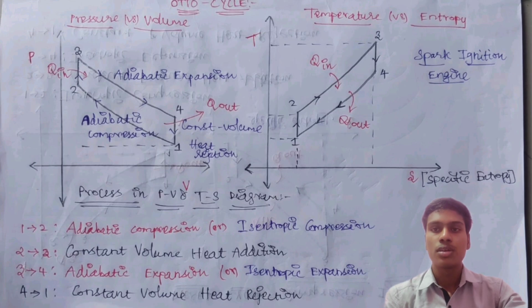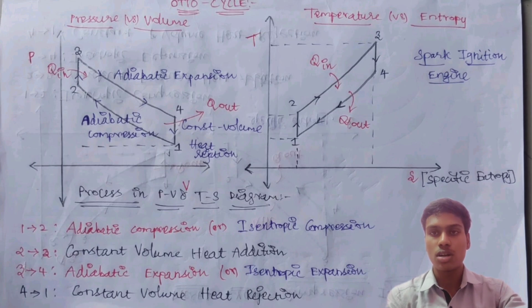From 1 to 2 is an isentropic compression. 2 to 3 is a constant volume heat addition process. And then 3 to 4 is an isentropic expansion process. In the expansion, the piston which moved to the top will be coming back to the bottom in the internal combustion engines. So this is the process from 3 to 4, and again 4 to 1 there will be constant volume heat rejection.